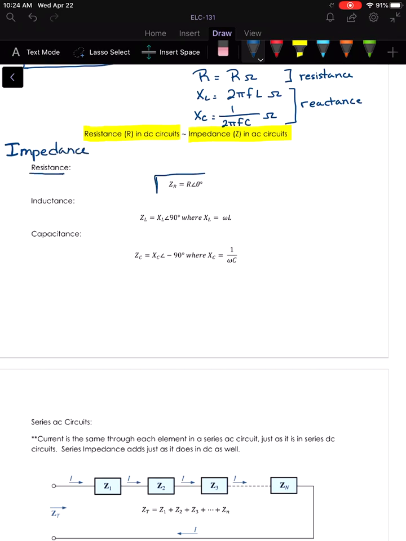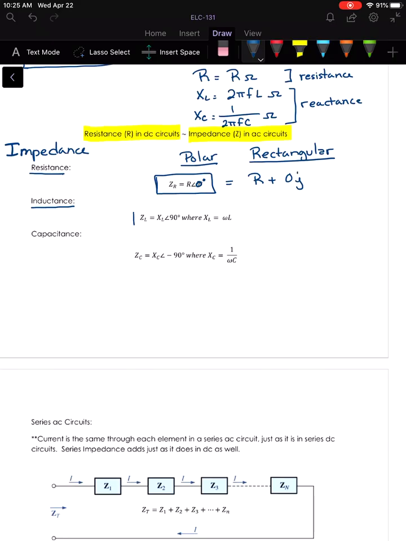So the impedance of a resistor is simply the resistance at 0 degrees. And this is, of course, the polar form. We're going to represent this also in rectangular form, where the impedance of a resistor would be R plus 0 times J. And that should be 0 degrees, not theta, because the phase shift of the voltage equals the phase shift of the current across and through a resistor.